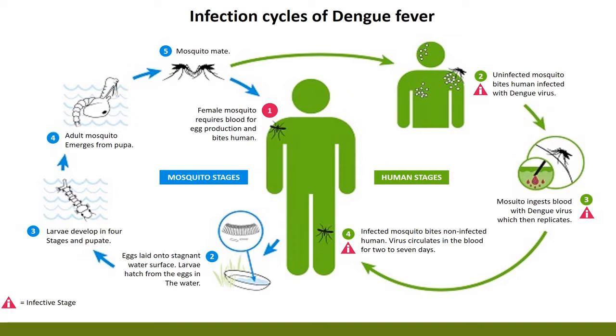And about the infection cycle of dengue fever, an uninfected mosquito bites a human infected with dengue virus. Then this mosquito ingests blood with dengue virus, and the virus replicates. This infected mosquito again bites a non-infected human. Thus the virus circulates in the blood for 2 to 7 days.